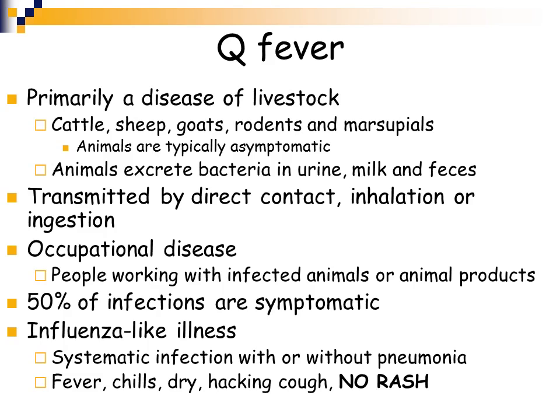People that on a daily basis are working with animals or animal products. Now, 50% of infections are symptomatic. So you have asymptomatic and symptomatic cases. And Q fever causes an influenza-like illness where you can get a systemic infection either with or without pneumonia, and normally the symptoms are fever, chills, a dry hacking cough, and there is no rash with Q fever.